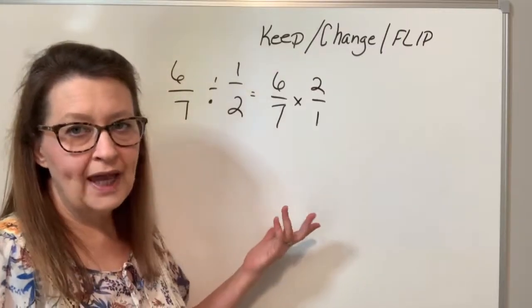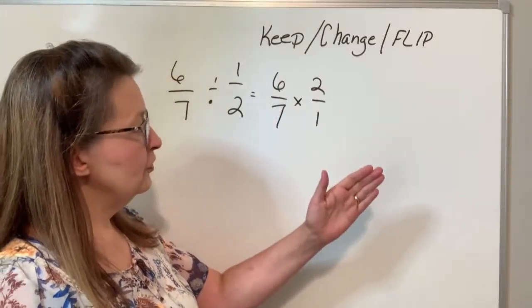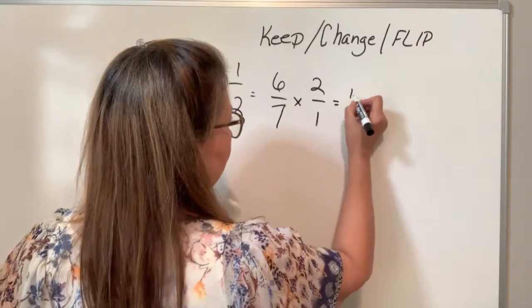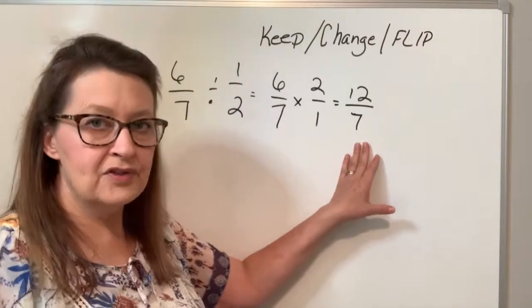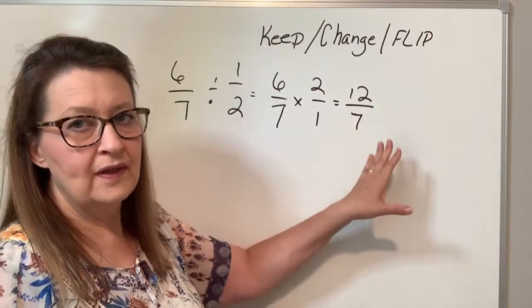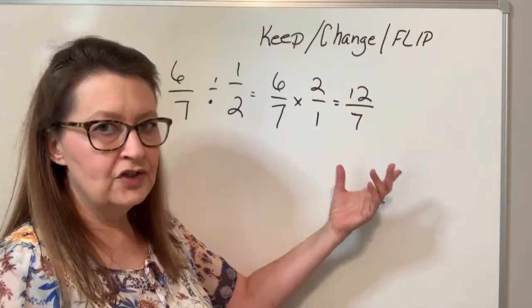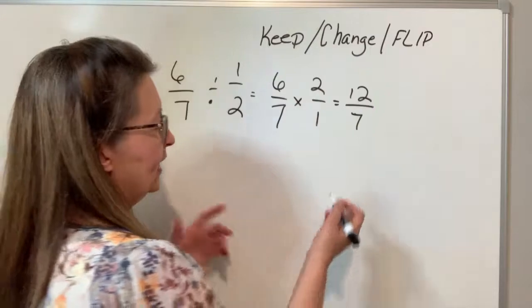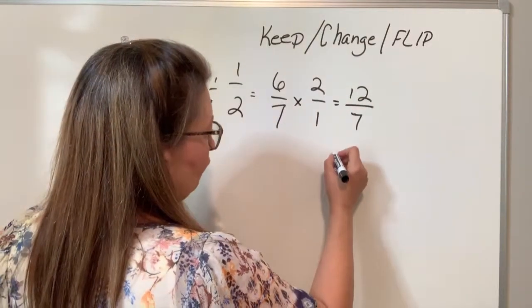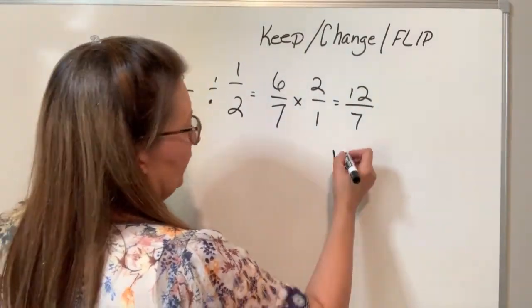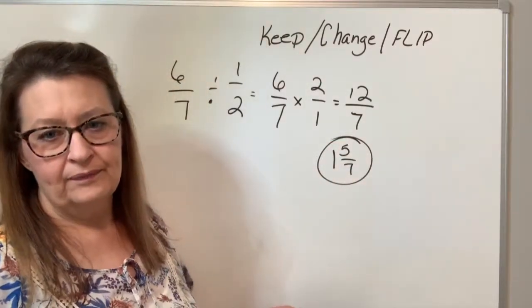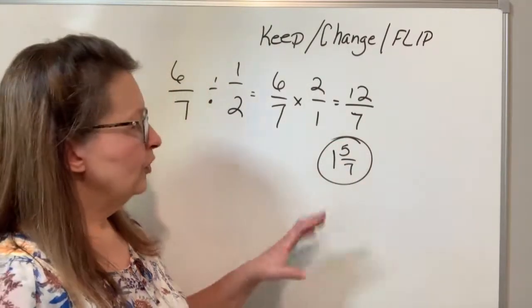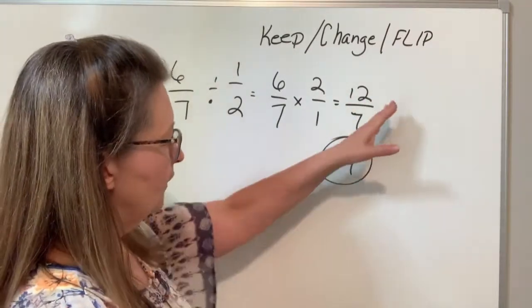Now you have a multiplication, so all you're going to do is multiply all the way across the top, all the way across the bottom, and this is lowest terms. There's not a number that goes into both of these. If you want to change it to a mixed number, you can. 7 will go into 12 one time, 5/7 left over. Okay? Or you can leave it improper.